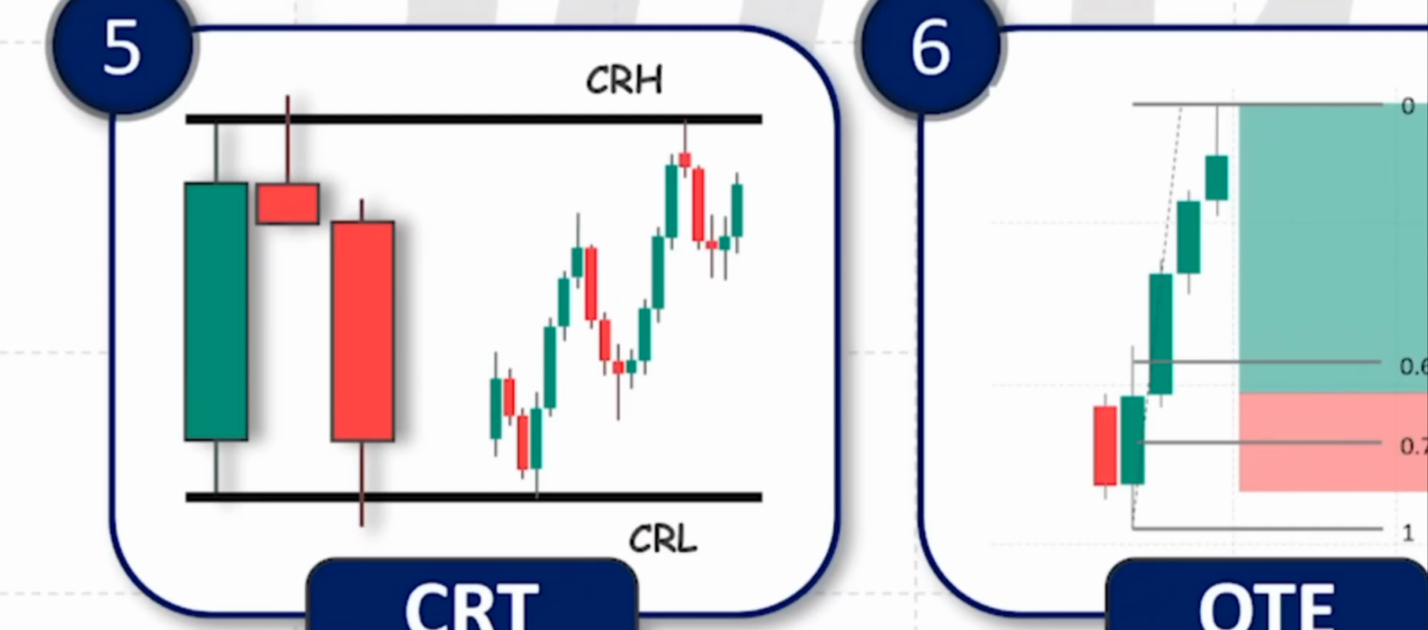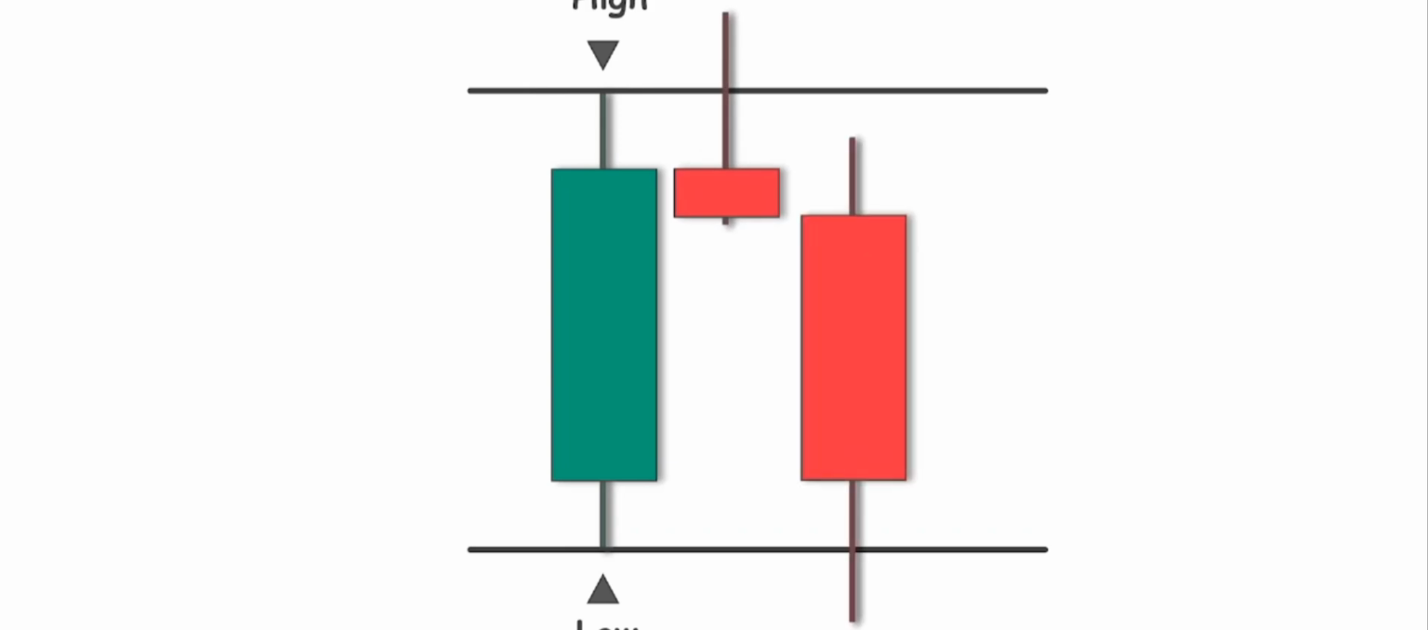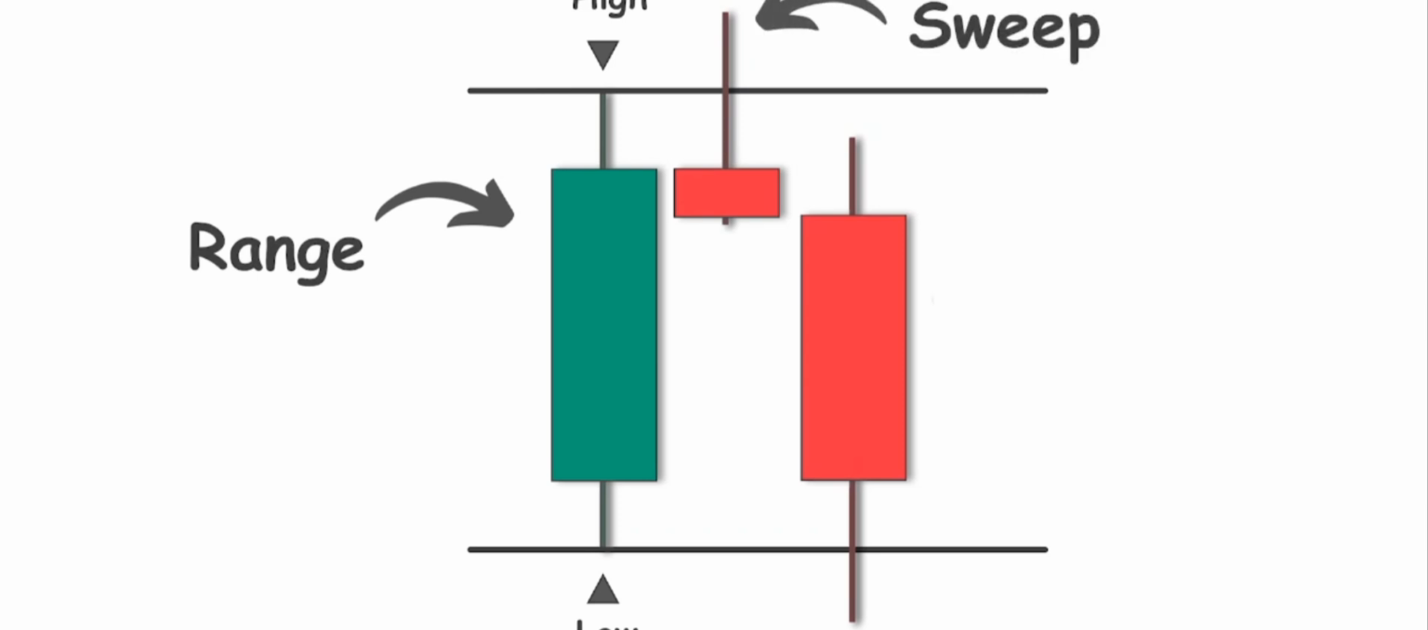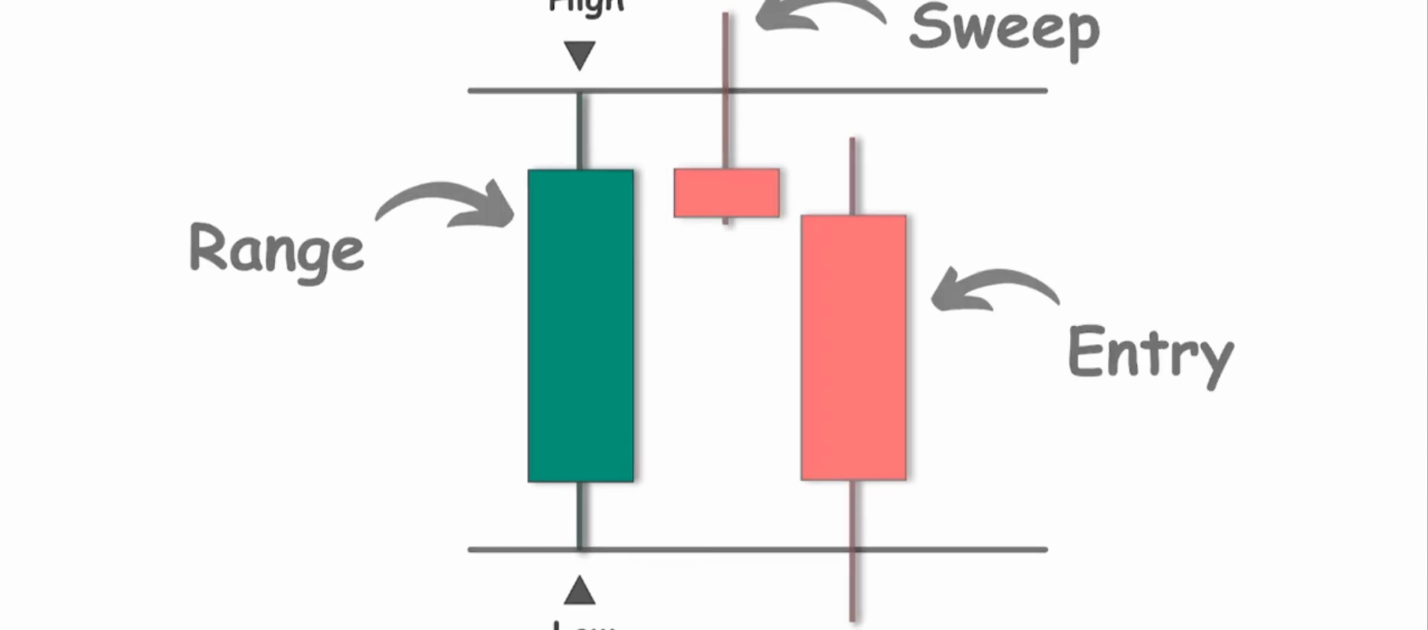Next, we have candle range theory. Candle range theory, or CRT, is a trading concept that focuses on the price range, high to low, of a single candlestick on the chart. The typical concept of this strategy usually involves 3 candles, and each candle has its own important role. The first candle defines the range. The second candle creates the sweep. The third candle provides the entry. Let's break this down step by step as a concept.